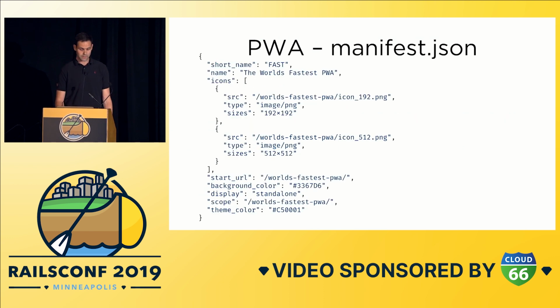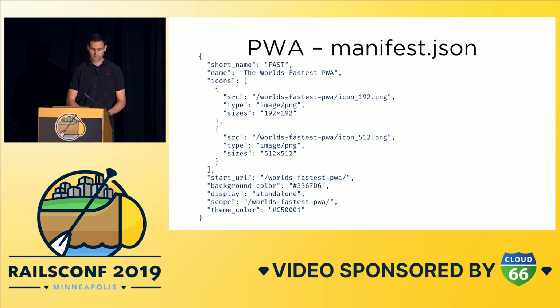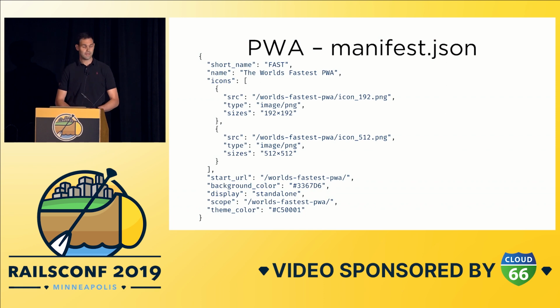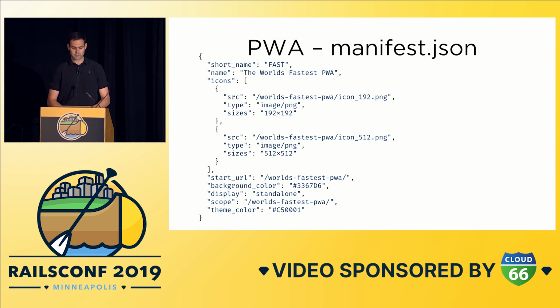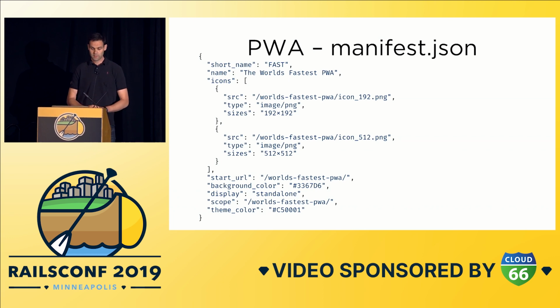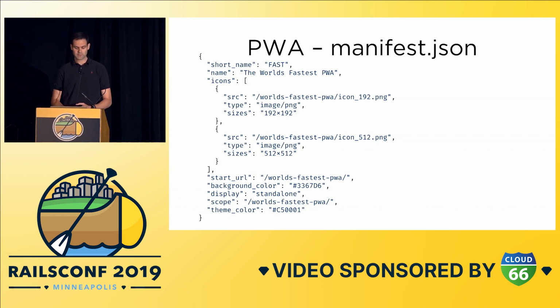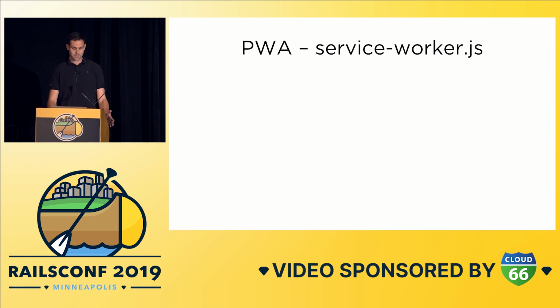The manifest file is also pretty simple. It's just a JSON file. It contains some metadata for the browser, such as the app name and some app icons that will show up if your customer installs it. It will also set up the scope of the progressive web app, so you can think of that as the root folder that everything works from. This metadata is similar to what you would put on a mobile app, such as the name and the icons. And then lastly, the service worker.